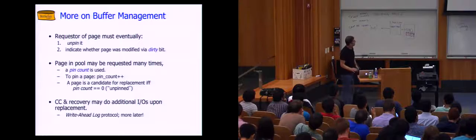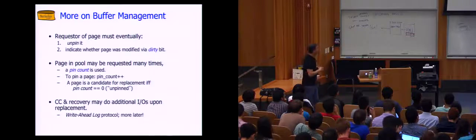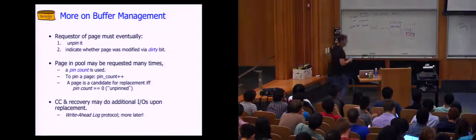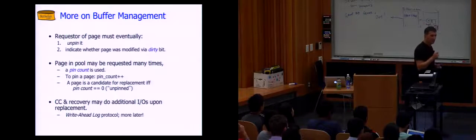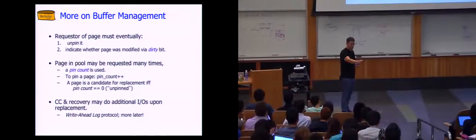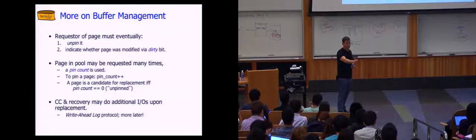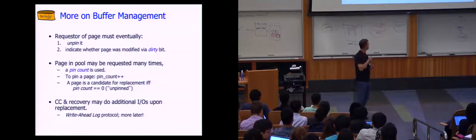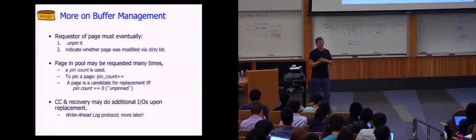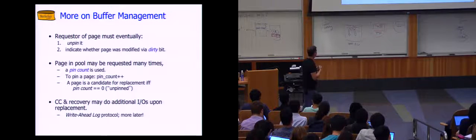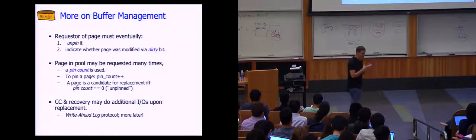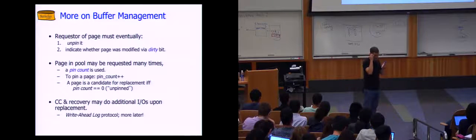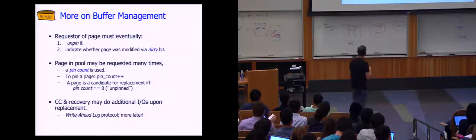A little bit more. The requester of a page must eventually unpin it and indicate when they unpin it whether they dirtied it. The reason you pin a page is because you're about to scribble on that memory, and you don't want it to replace that page while you're changing it. And then when you're done scribbling on it, you set it to dirty and you unpin it. Now, many people, meaning threads or queries, may want to pin the same page. Maybe they're reading it and they're in the middle of doing some query processing operation and they can't lose it. So there's a pin count.